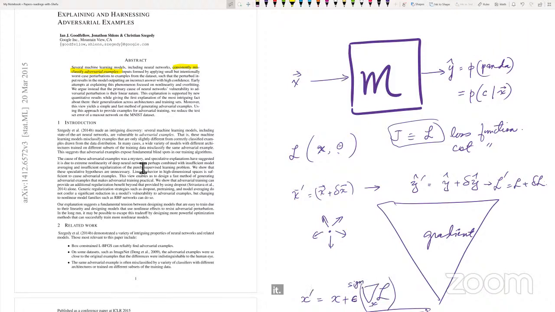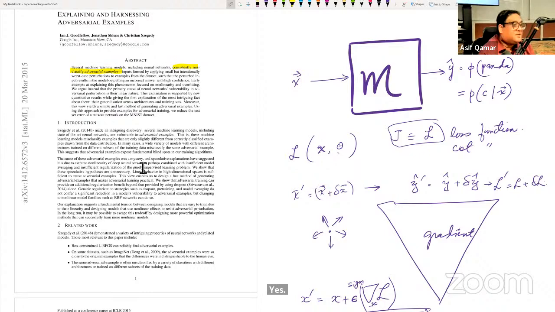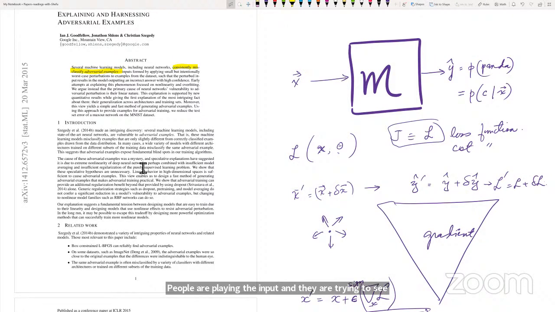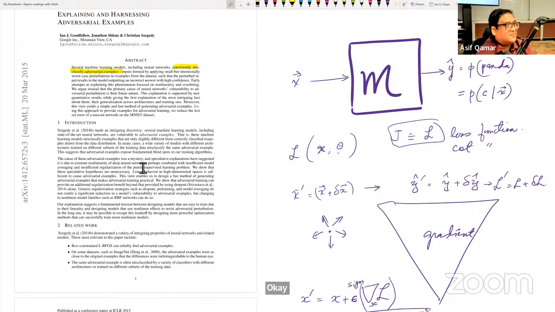Asif, is there a way to freeze the inference model parameters all the time? No, they are always frozen. Remember, theta is not being changed in this attack. People are playing with the input and they're trying to see which input will fool the model.